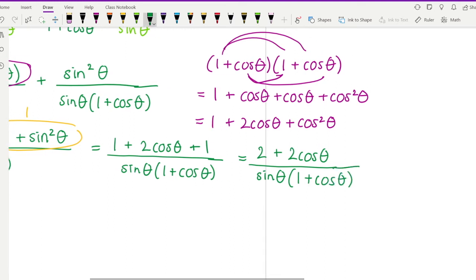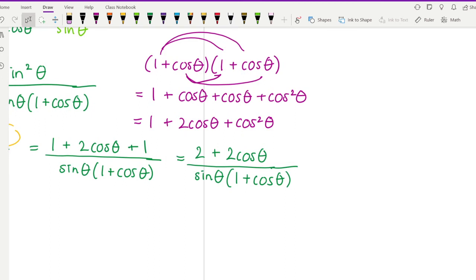Okay, so now we should have it on our mind that we're trying to simplify this, right? And I think this is maybe even the trickiest step of this problem. But notice that in the denominator, we have this 1 plus cosine of theta, and here we have something that looks very similar. We have 2 plus 2 cosine of theta. And so what can we factor out to make the numerator look more like the denominator? Well, we can factor out a 2, right? So I'm going to rewrite this as 2 times 1 plus cosine of theta, so just factoring out a 2, divided by sine of theta times 1 plus cosine of theta.